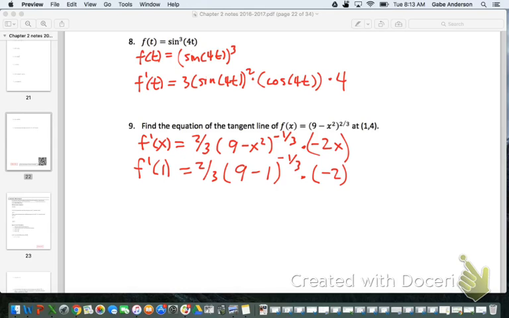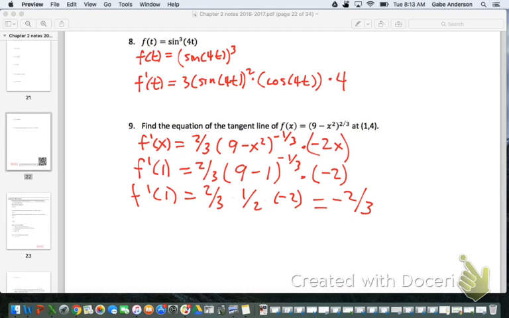What is 8 to the negative 1/3? Well, 8 to the 1/3 is 2. So 8 to the negative 1/3 is 1/2, right? So you could say f prime of 1 is 2/3 times 1/2 times negative 2. So I guess the negative 2/3, right? The 2's would cancel. So I'm getting negative 2/3.